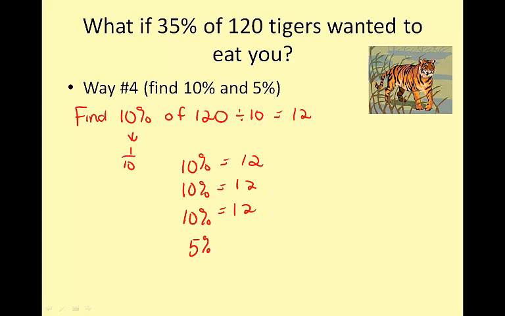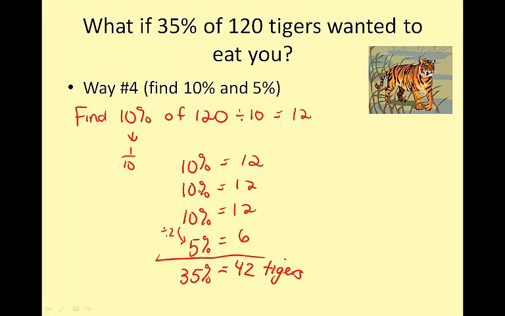Now, we could go through any of the methods to find 5%, but if I know 10%, we know that 5% is half of 10%. Or I could say 10% divided by 2 would give me 5%. So 5% of 120 is just 6 tigers because 6 is half of 12. So if I add these all together, here's my 35%. 35% is equal to 36 plus 6, which is 42 tigers.